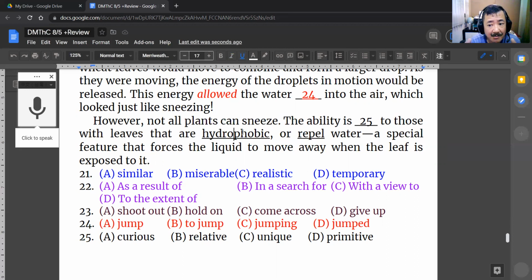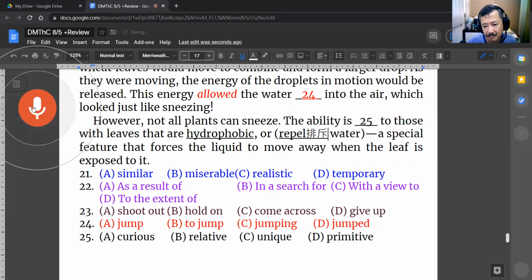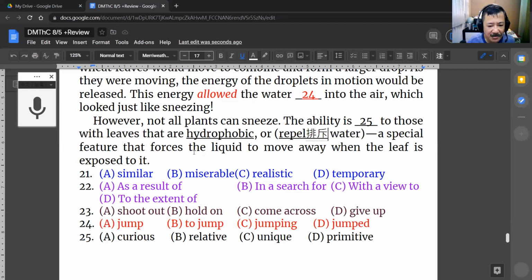The ability is 限制于 plants with leaves that are hydrophobic. In other words, repel water. So hydrophobic means repel water. These two things mean the same thing, right? And what is repel? Repel is to 排斥. Is that right? Or whatever. So hydrophobic means repel water. A special feature that forces the liquid to move away when the leaf is exposed to it.